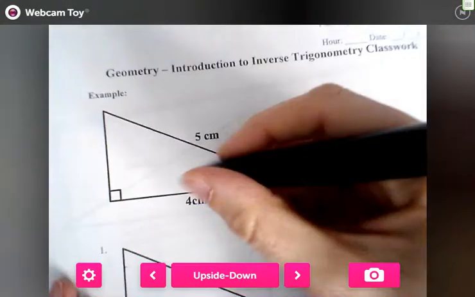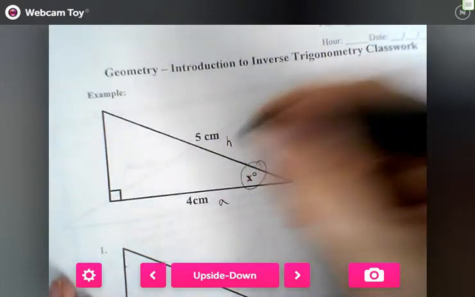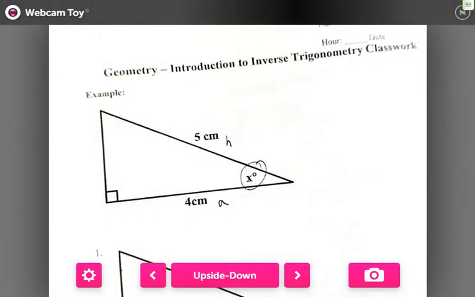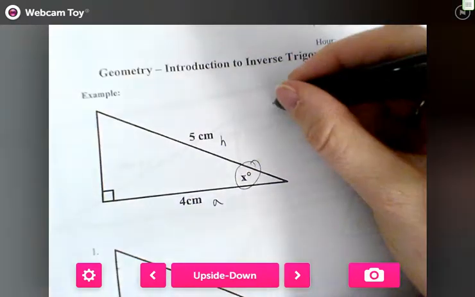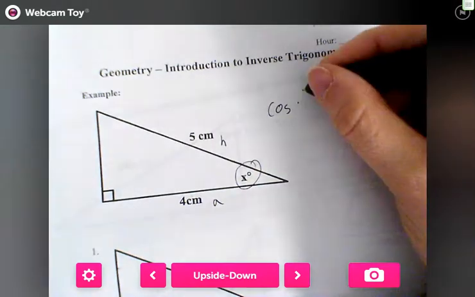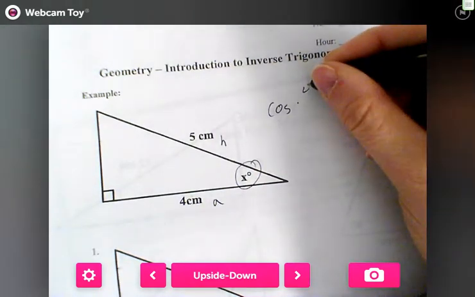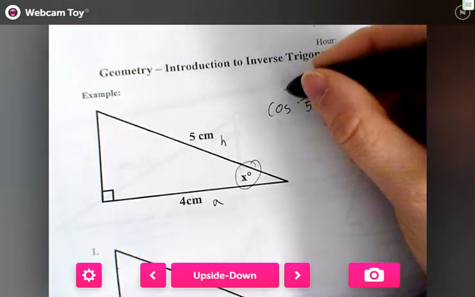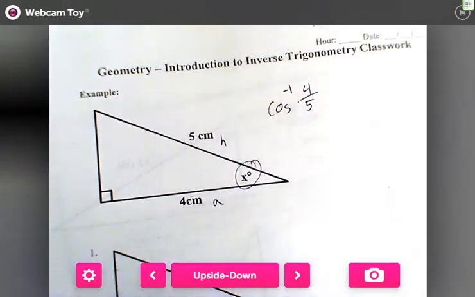Okay, here's my angle. This is my adjacent, this is my hypotenuse. So what do I use with adjacent and hypotenuse? Who remembers? Cosine, yep. So cosine of this angle, x, is adjacent 4 over hypotenuse 5. So we put cosine negative 1 of 4/5 in our calculator.